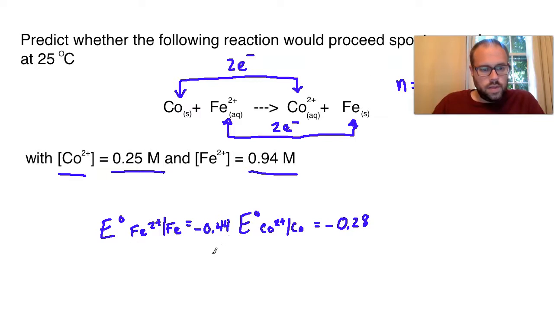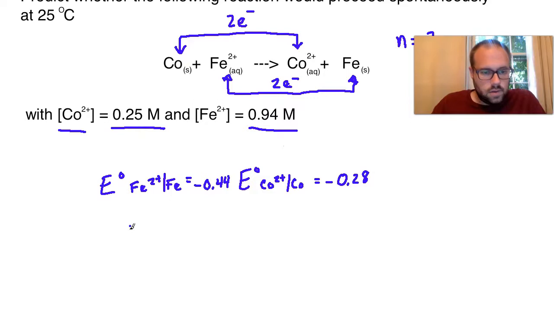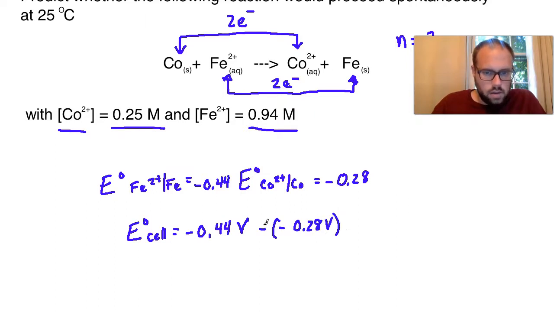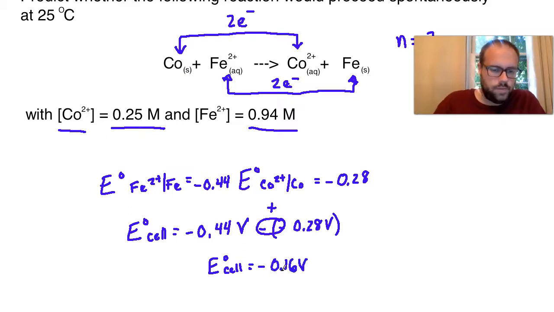Okay. So there are the values. Now, remember that the oxidized is going to be the anode and the reduced is going to be the cathode. So the iron is being reduced. Therefore, the iron value is the one that should come first when I'm calculating the Ecell. So it's going to be E naught cell is equal to negative 0.44 volts minus a minus 0.28. So we'll actually add that by combining those. And what I end up with is a standardized cell value at negative 0.16 volts.